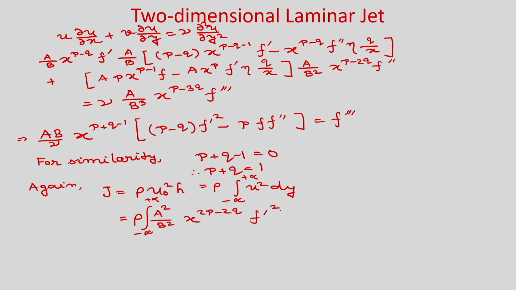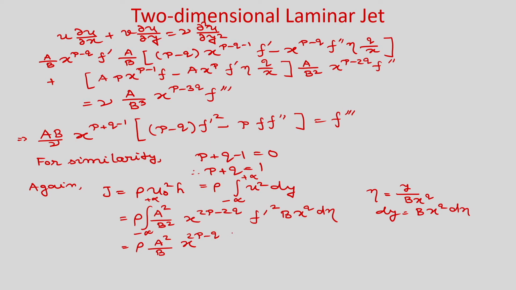Okay. So, dy, so we have eta is equal to y by b x to the power q. So, dy you can write b x to the power q d eta. Okay. So, if you see this, we can write it as rho a square by b x to the power twice p minus q. This we can take it outside because we are integrating with respect to eta. It will be minus infinity to plus infinity f prime square d eta.